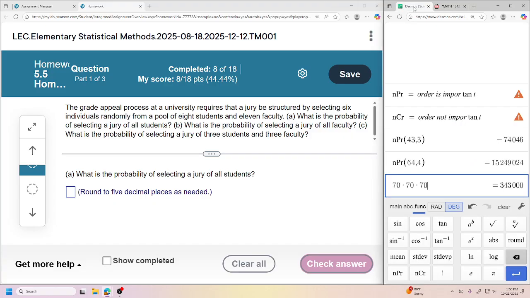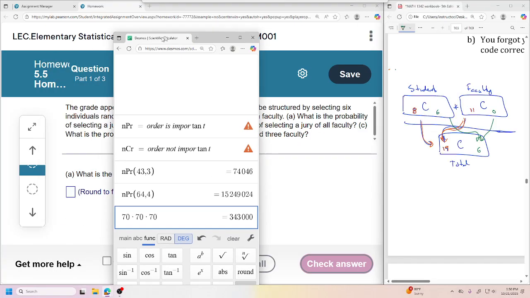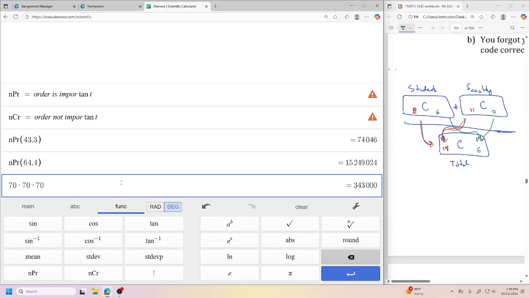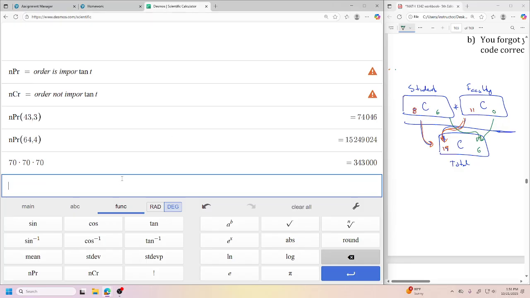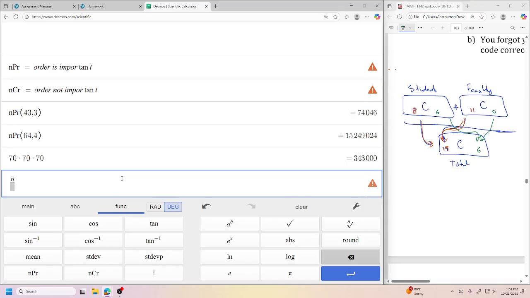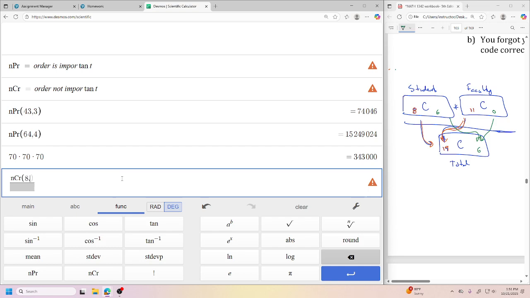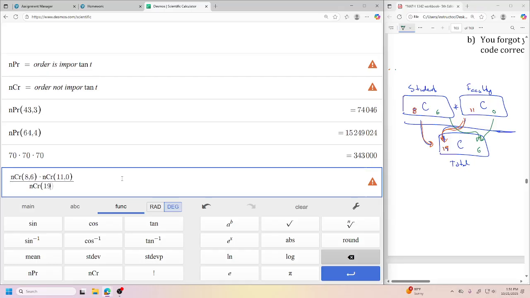So what's going on here is that I'm going to do 2 sections here. NCR 8,6. NCR 11,0. And NCR 19,6. There's my answer.